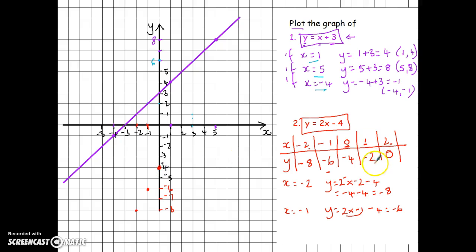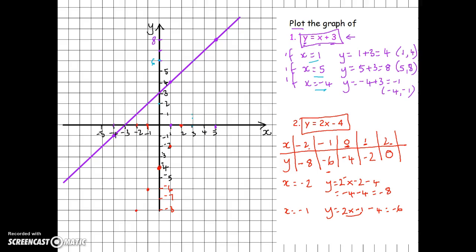1 on the x, minus 2 on the y. And you can see that our dots are making a straight line. I haven't even finished putting all the points on yet, but I can see what my graph is going to look like. Let's put our last one on. 2 on the x, 0 on the y is here.